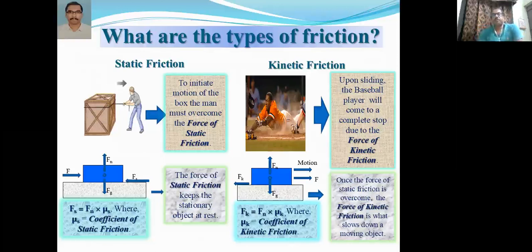So, the friction given here is the force of kinetic friction. It is also proportional to the normal reaction force, and it can be given by Fk equals some constant μk times Fn, where μk is called the coefficient of kinetic friction.